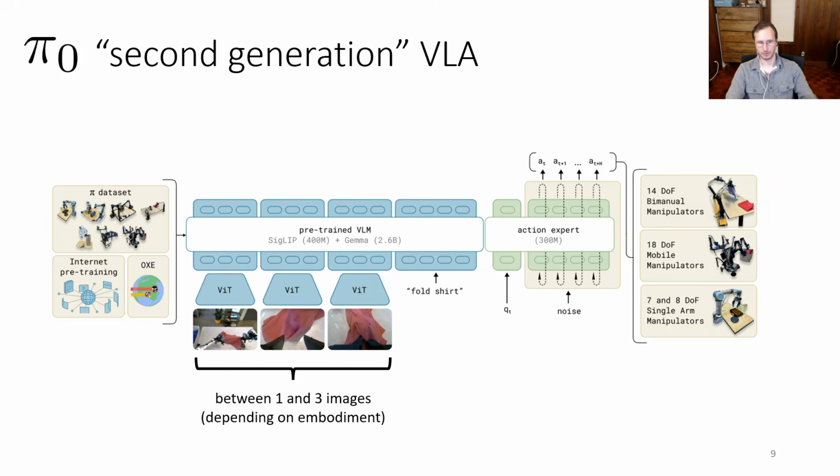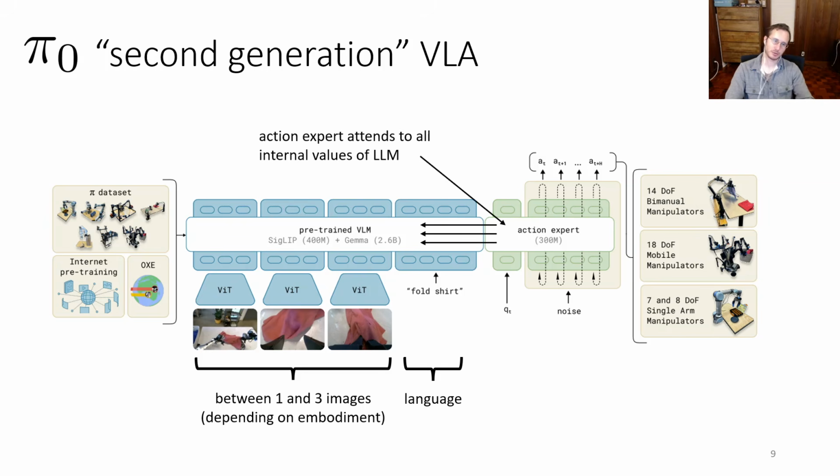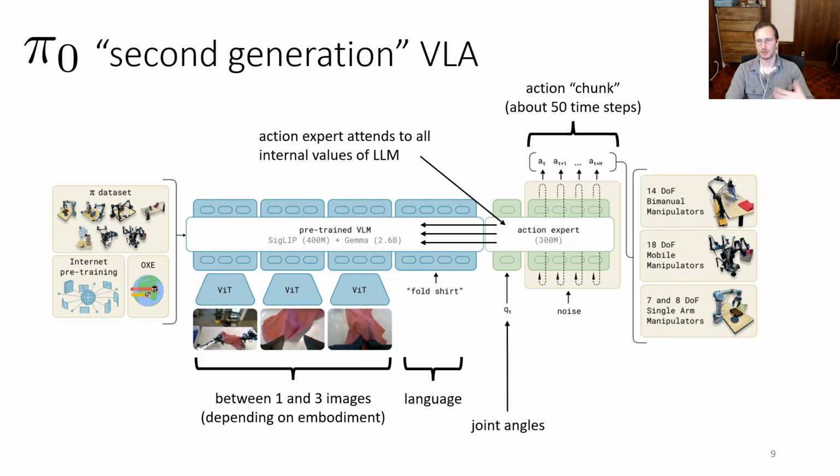So this model took as input between 1 and 3 images, depending on the embodiment, a language command, and joint angles, with an action expert that could attend to all the internal values of the VLM. It was trained to produce an action chunk of 50 time steps with flow matching.